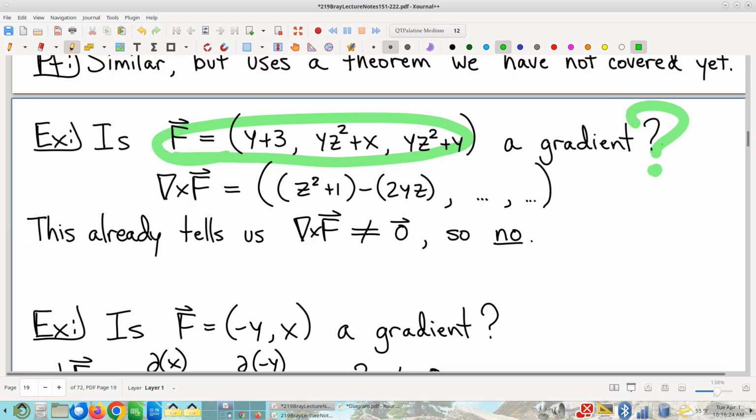By the way, why would I want to know if it's a gradient? Let's just remind ourselves. If I'm interested in computing a line integral, and if I know the vector field is a gradient, then I can just find the anti-gradient. We'll talk about how to do that in a moment. But if you can find the anti-gradient, you can use the fundamental theorem of line integrals, which is awesome, right? So knowing whether it is or is not a gradient is very valuable information.